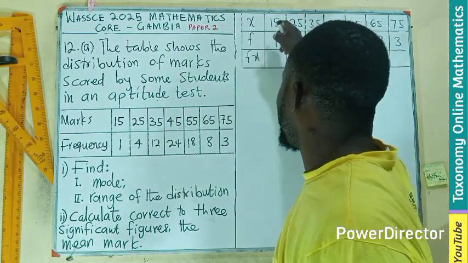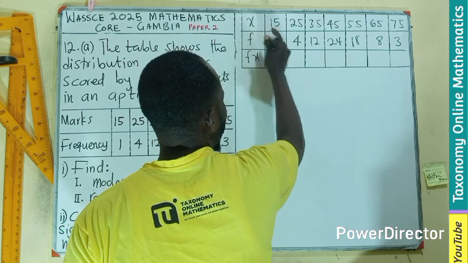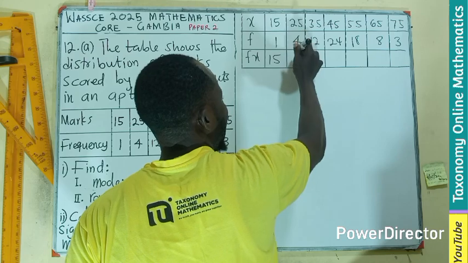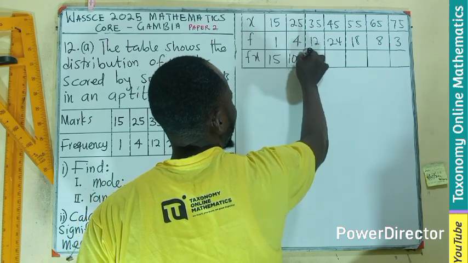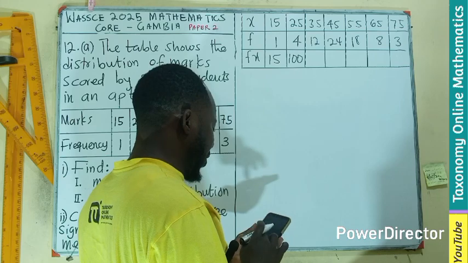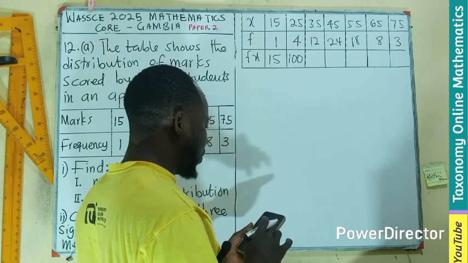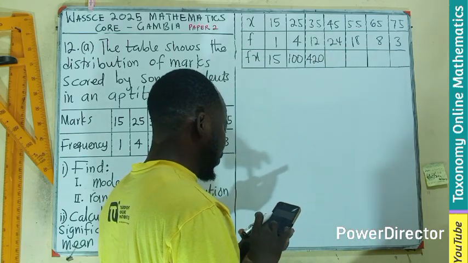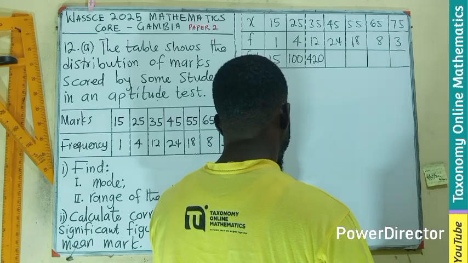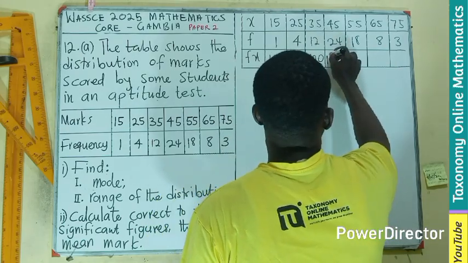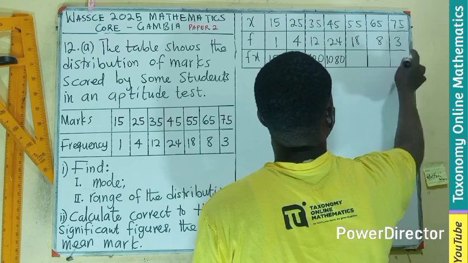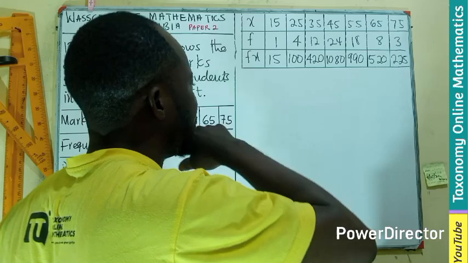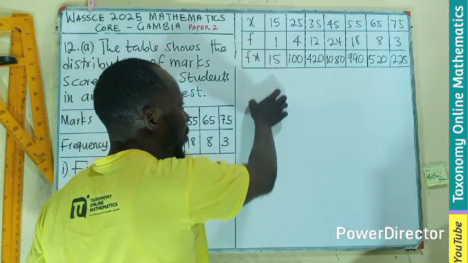Then the fx is a multiplication of the x value and the f. So 15 times 1 gives us 15. Then 25 times 4 will be 100. Then 35 times 12 gives you 420. Then 45 times 24 will be 1080. Let me multiply the remaining ones and put the values there. Alright, so these are the values if you multiply them together. That is why it is best when the table is drawn vertically.